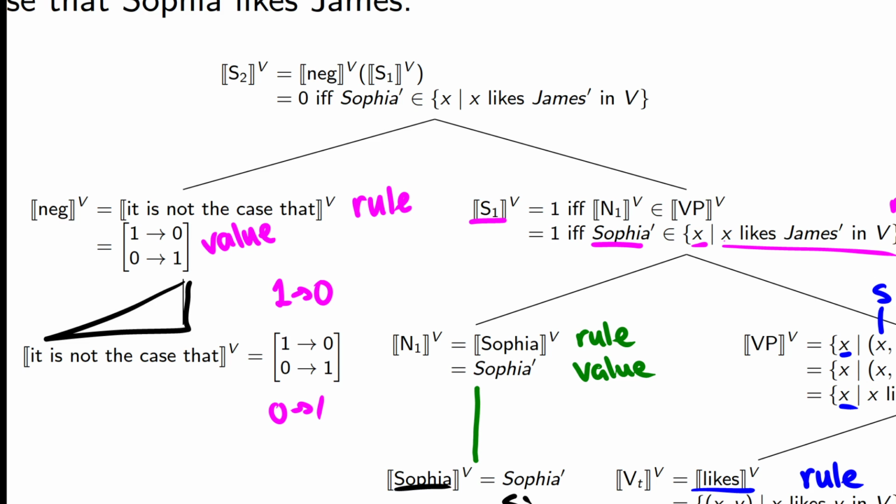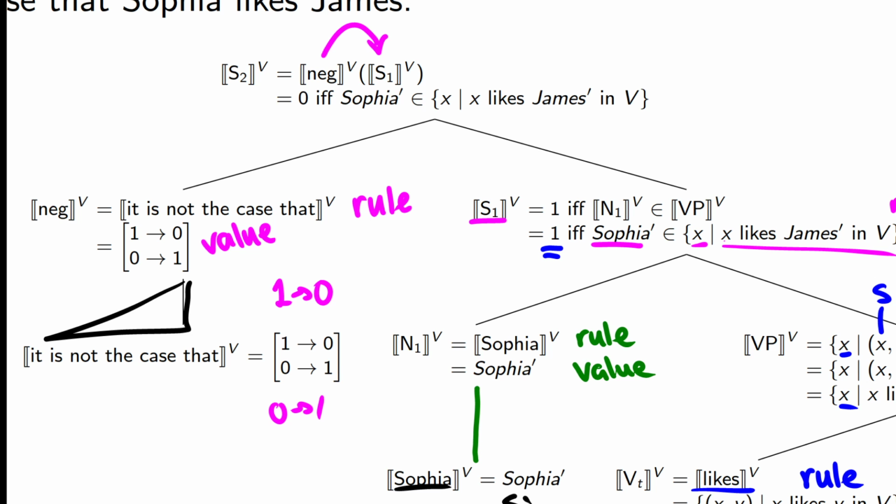So then, when we go up to the final node for the sentence, it is not the case that Sophia likes James. What we do is we take our negation and we apply it to the sentence. So our original sentence said that it is true if and only if Sophia is an element of that set. So the negation flips the value. So now we know it's false if Sophia is an element of the set. Now we can stop there, or we can paraphrase. Instead of talking about when it's false, we could also talk about when it's true. So in that case, it would be true if and only if Sophia is not an element of the set of X, such that X likes James in V. Either of those values would be fine.